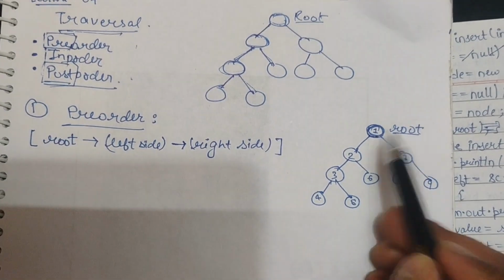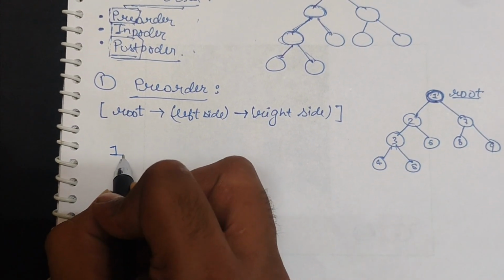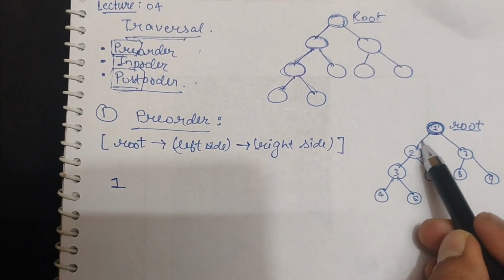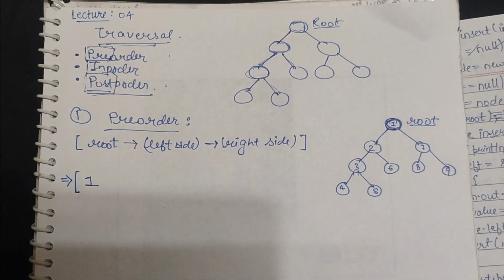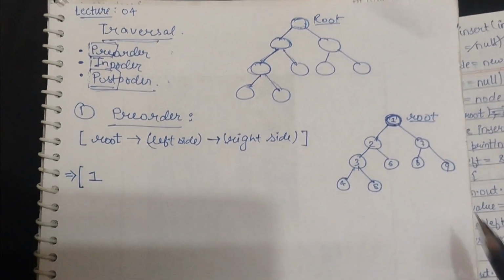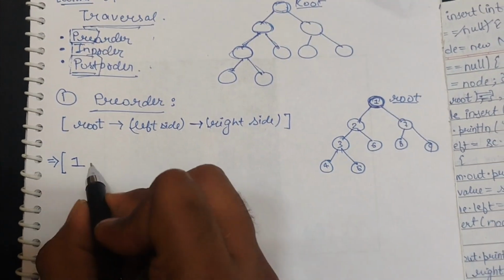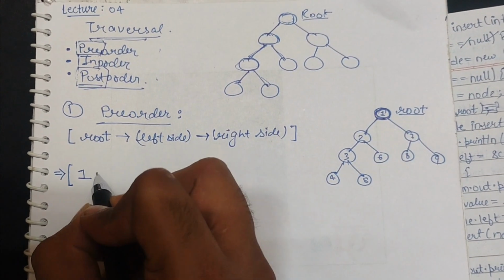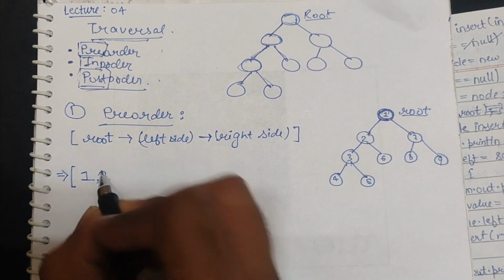Here I am at root 1. Okay, so first I'll visit 1. I'll print it. Now I'll move to the left side. After visiting this one node, we'll come to the left side where we see 2. Okay, so we will visit this 2, and I print this 2.